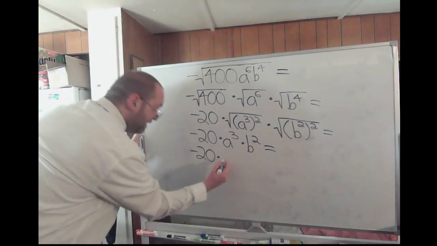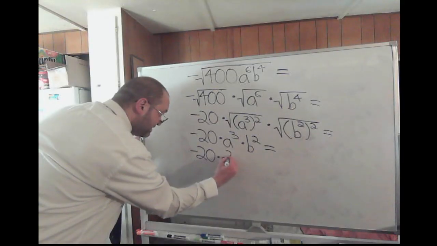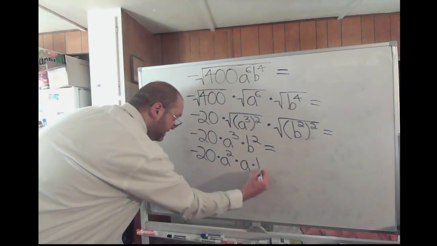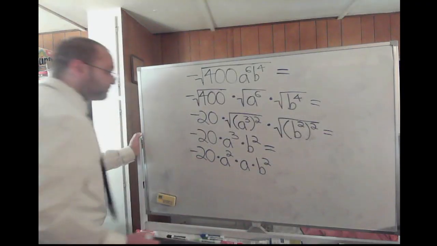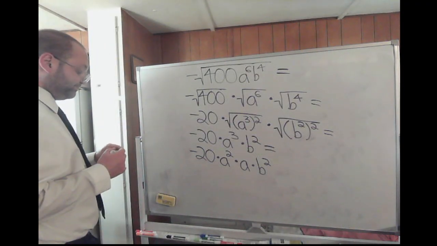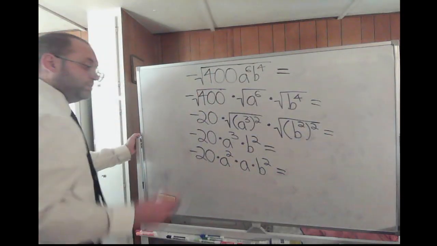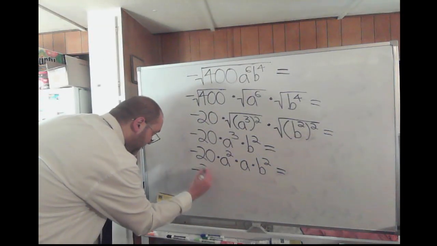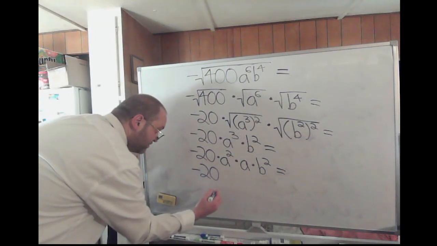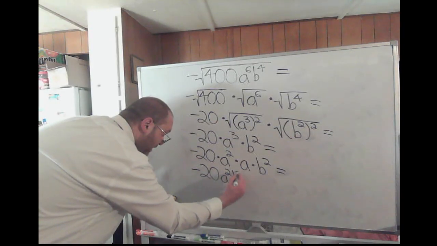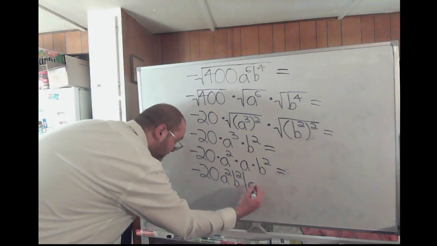So you'll have negative 20. All right, a to the 3rd is the same as a to the 2nd times a times b to the 2nd. Well, what we have to do now with that a by itself, we need to place an absolute value sign on it. So you'll end up getting negative 20 a squared b squared times the absolute value of a.